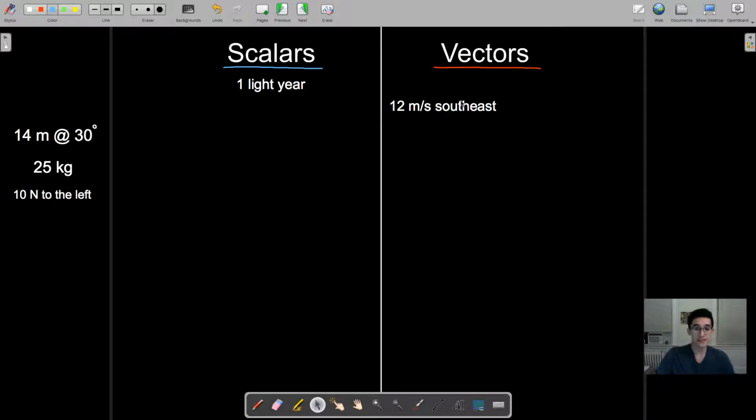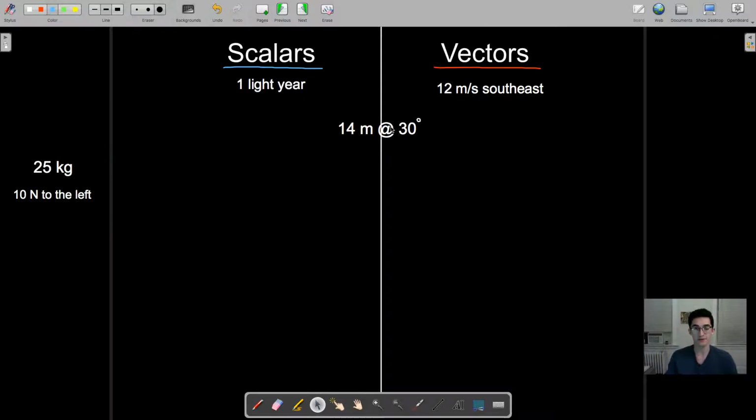And if you said it was a vector, you would be right because southeast is a direction. Okay? Southeast is a direction. Now let's do the next one, 14 meters at 30 degrees. This one seems a little tricky, but pause the video. And if you said this one was also a vector, you would be correct. And how is 30 degrees a direction? Well, let's take a look.